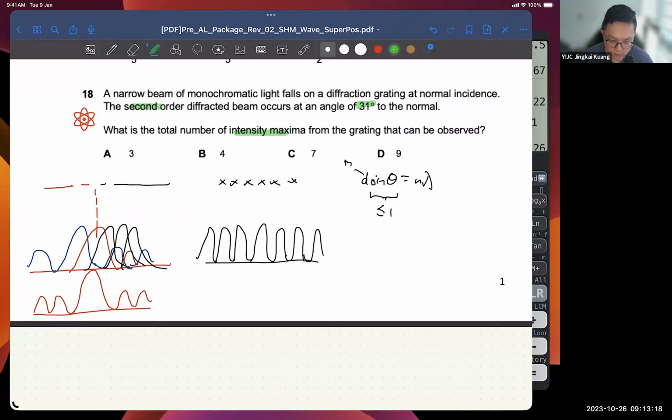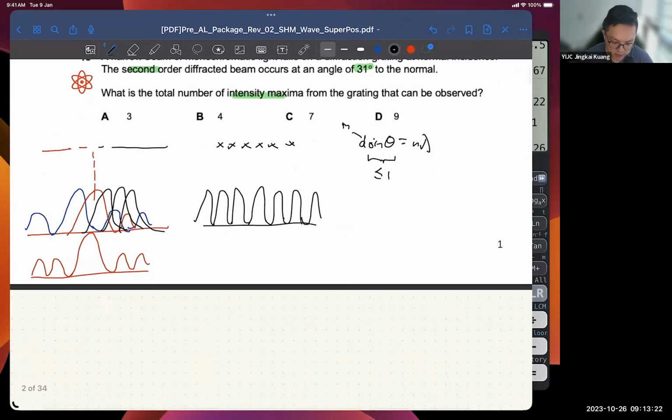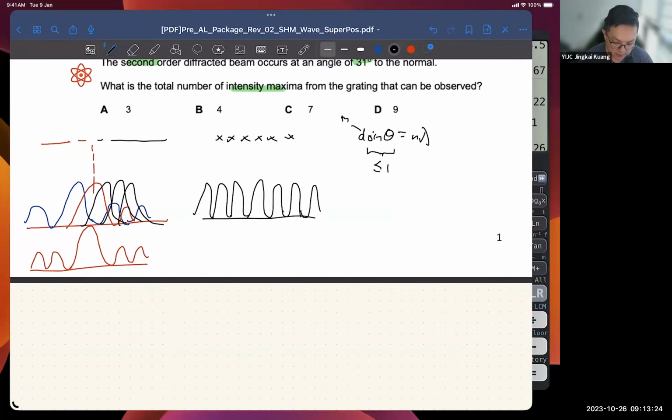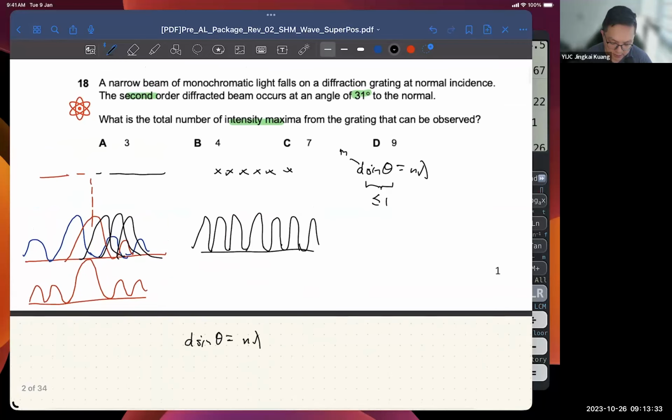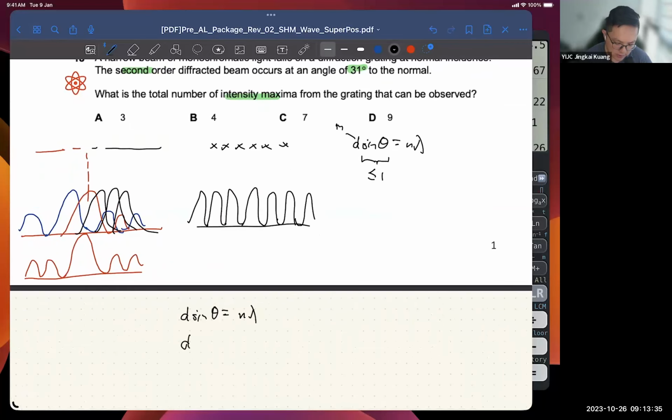Okay, so we can sub this into the formula. Let's write the formula first. We have d sine theta equals n lambda. What can we sub in? We can sub in theta and then we can sub in n. So we have d sine 31 equals, n is 2, so 2 lambda.